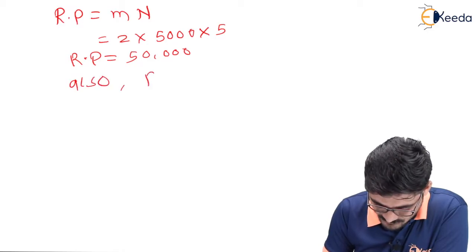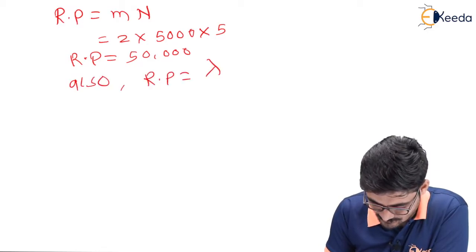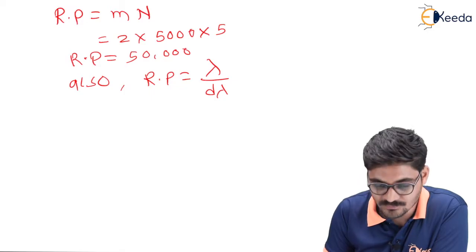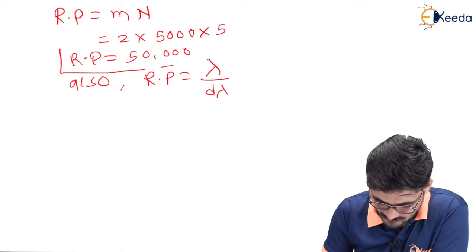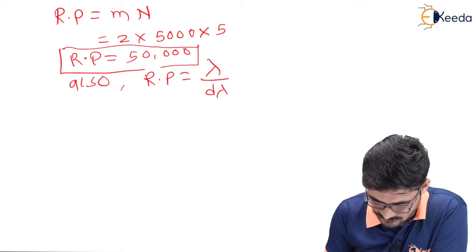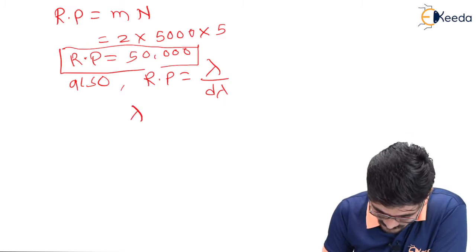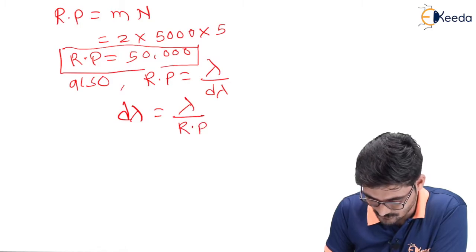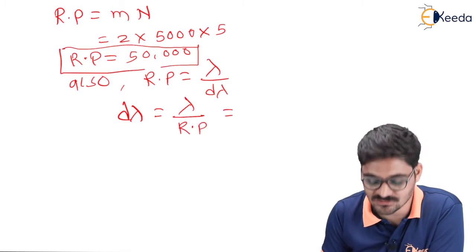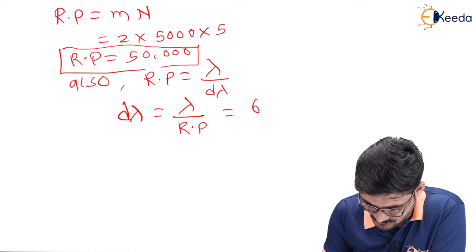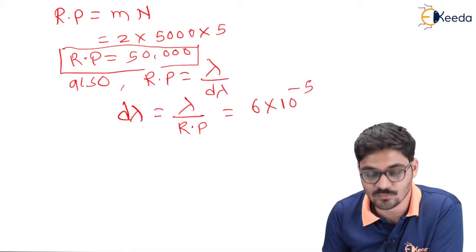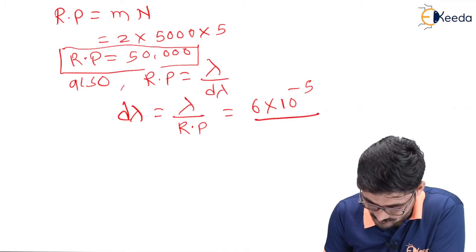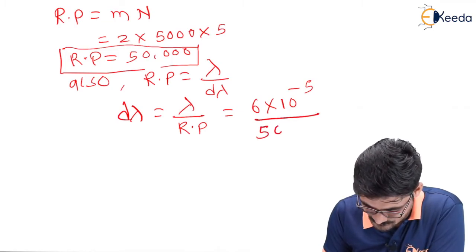Also the resolving power is given as lambda upon d lambda. So the resolving power we got is 50,000, and what is d lambda? How to find it? Obviously d lambda will be lambda upon Rp. So how much was lambda? 6000 Armstrong. Can I say 6 into 10 raised to minus 5, divided by Rp, which is 50,000.